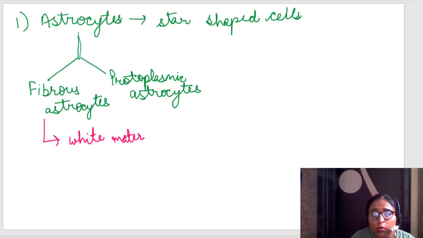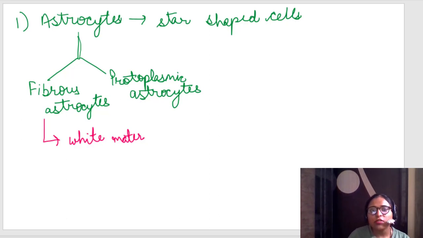Okay, let me tell you very briefly that white matter is the part of the neuron that has the axon, right? Because it has the myelin sheath, it gives a white appearance. And if you talk about the gray matter, that is the cell body part of the neuron. So it is called gray matter because it does not have the myelin sheath, and so it gives the appearance of gray color. Fine.